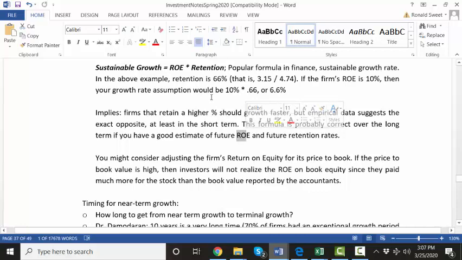There's other things going on. If you look shorter term, if you actually do a regression of growth rates and retention rates, you would notice that there's not a positive correlation. There's actually a negative correlation. Firms actually retain more when they're growing slowly, and they retain less when they're growing faster. But I think that's a short-term phenomenon.